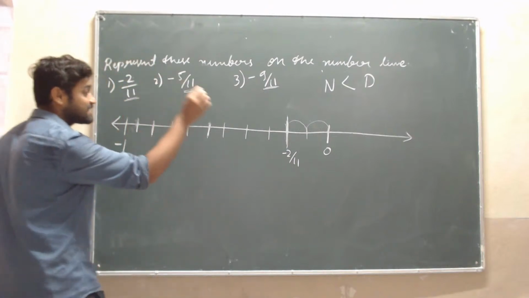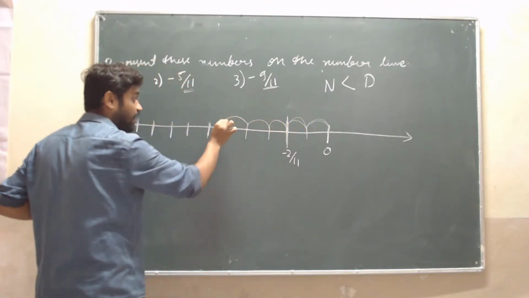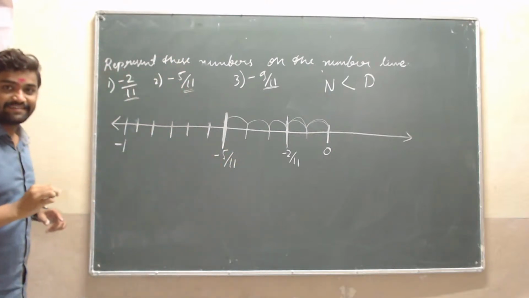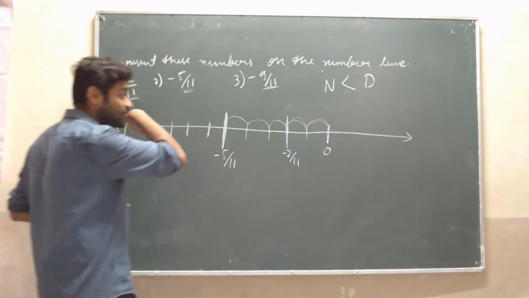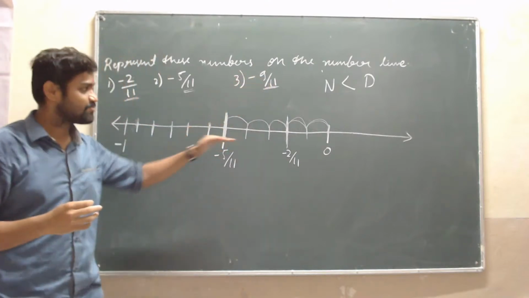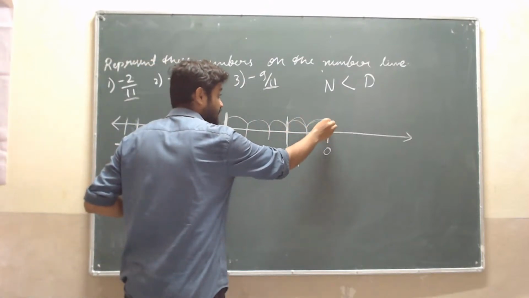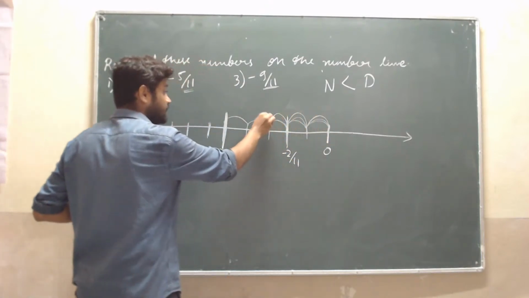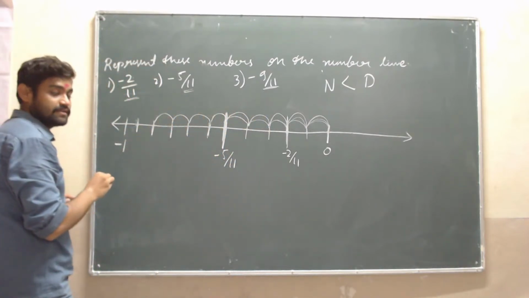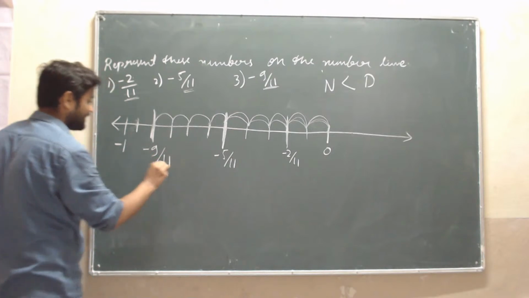Then 5 jumps. See here, 1, 2, 3, 4, and 5. This will indicate minus 5 by 11. Then the third one we have is minus 9 by 11. The denominator is the equal parts and the numerator we have is 9, and we have to make 9 jumps. See here, 1, 2, 3, 4, 5, 6, 7, 8, and 9. This will indicate minus 9 by 11.